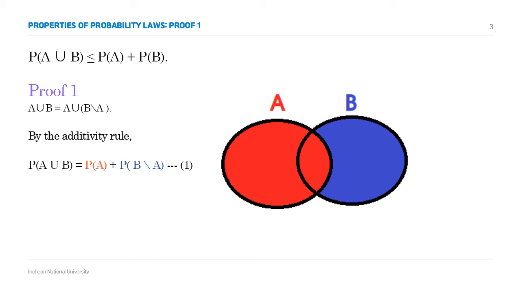We can decompose this red part and blue part, and we know that they are disjoint. So we can use the properties of the disjoint events to get the property of the union. So by the additivity rule, probability of A union B is equal to probability of A plus probability of B difference A. Wow! Let's call this equation number 1. Okay, then let's combine this with another way.